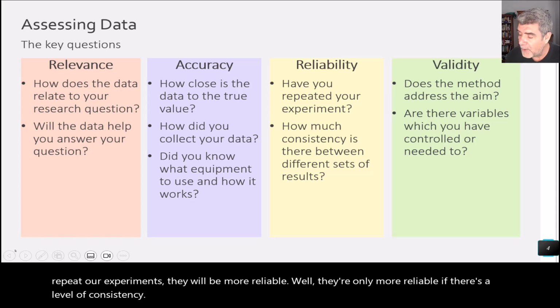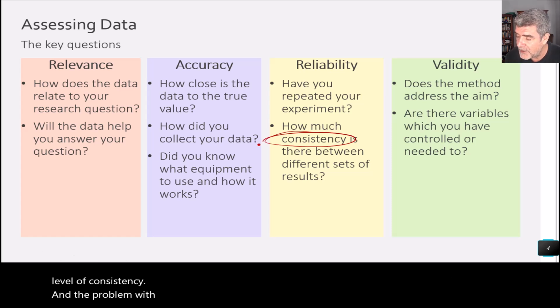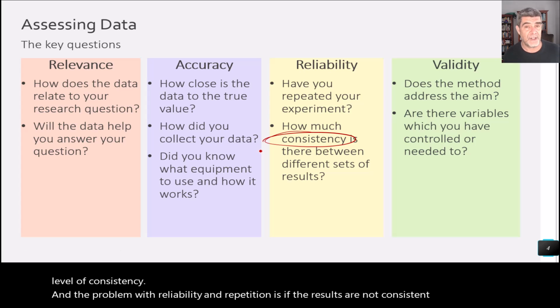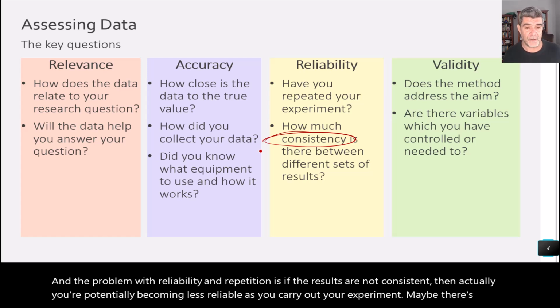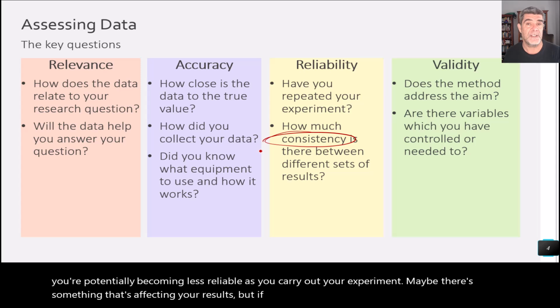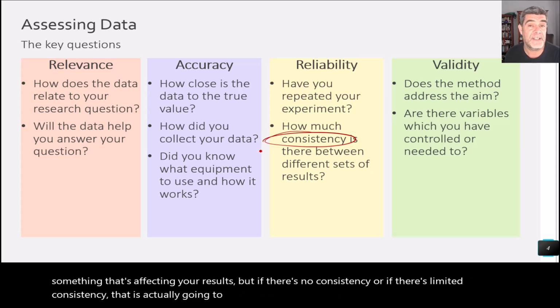And the problem with reliability and repetition is if the results are not consistent, then actually you're potentially becoming less reliable as you carry out your experiment. Maybe there's something that's affecting your results, but if there's no consistency, or if there's limited consistency, that is actually going to be a very significant contributor to an unreliable experiment or sets of results.